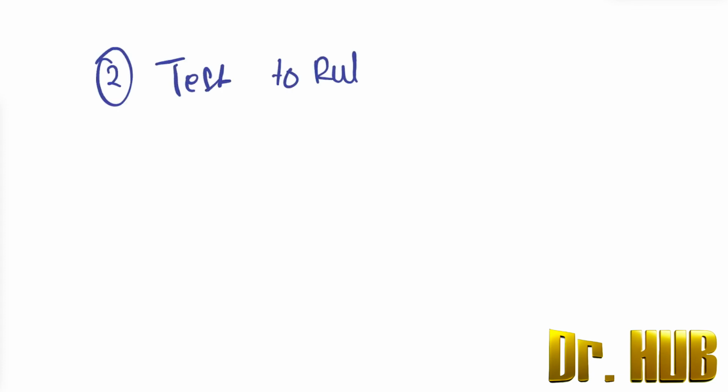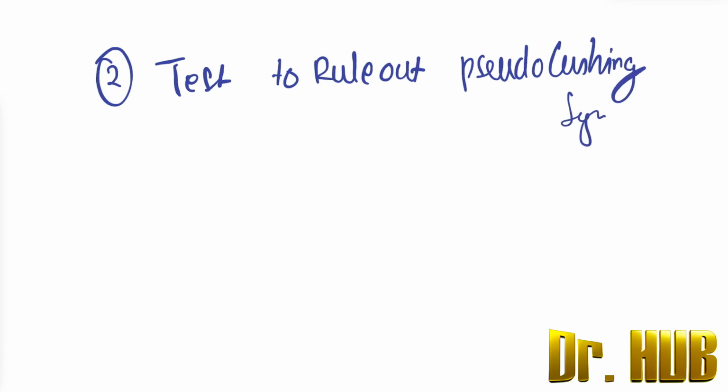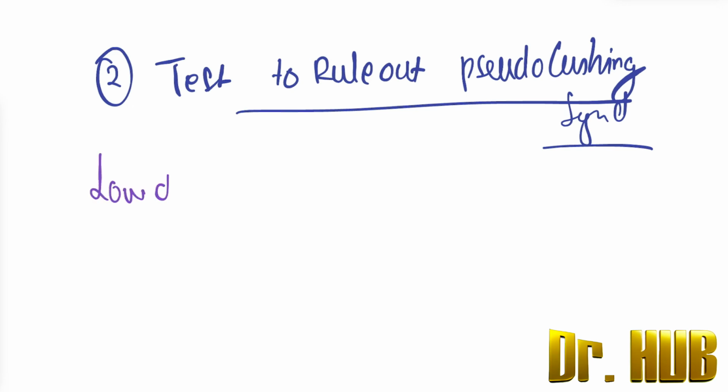Next is the test to rule out pseudo Cushing syndrome. Here what we do is a low dose DST and also the CRH stimulation test.